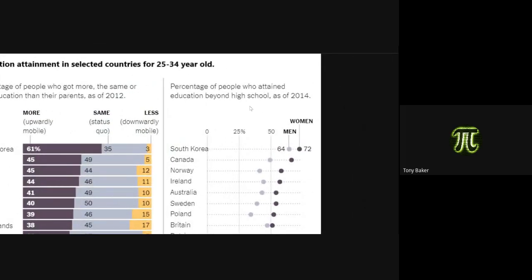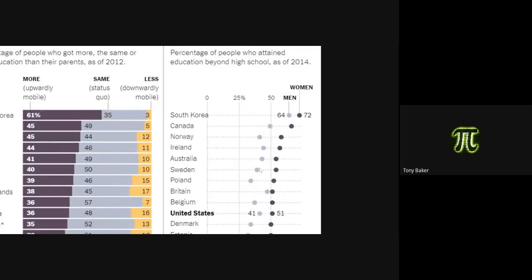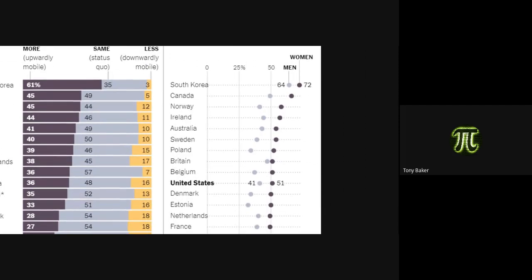Percentage of people who obtained education beyond high school as of 2014. Now this is where we should be a little higher than that. But what do you find interesting about this graph?